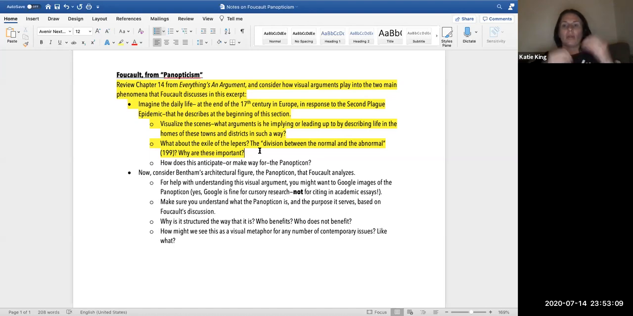So think about all of that in terms of the division between the normal and the abnormal, between the so-called criminal and the non-criminal. And that segues into his discussion of Jeremy Bentham's notion of the panopticon. So just a little side note on Jeremy Bentham. Jeremy Bentham was an economist out of Oxford.